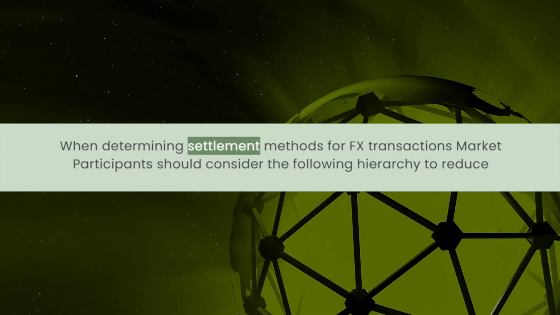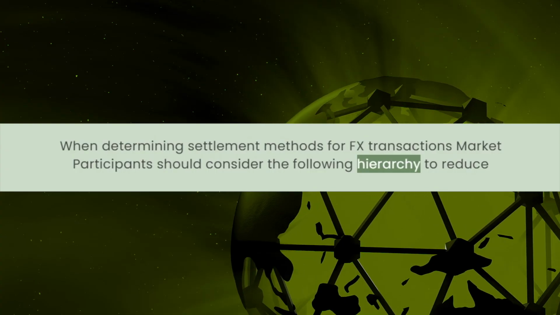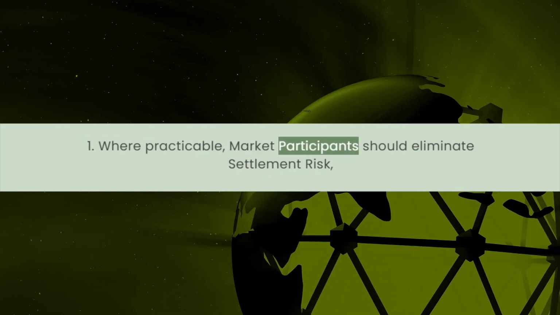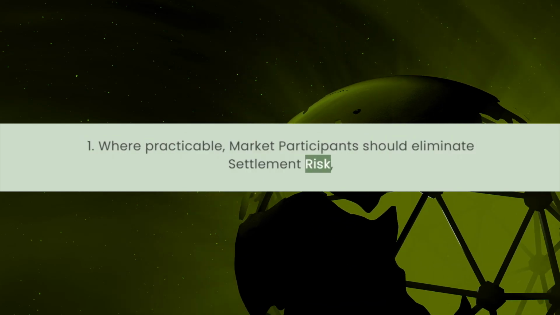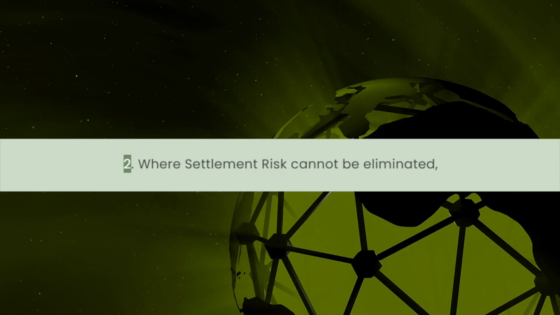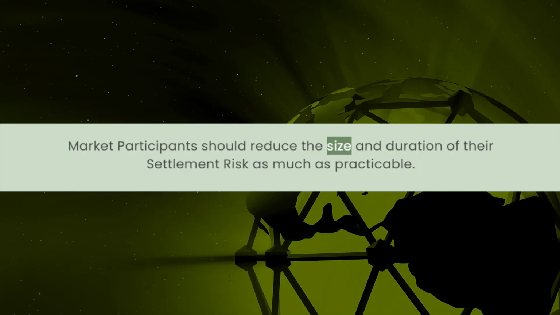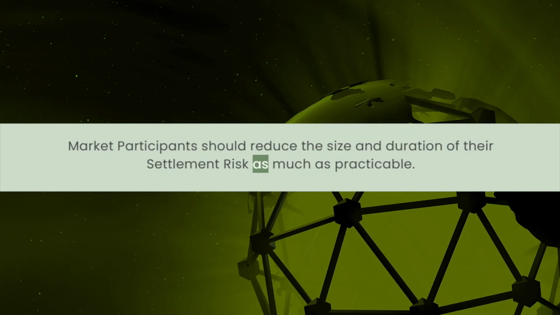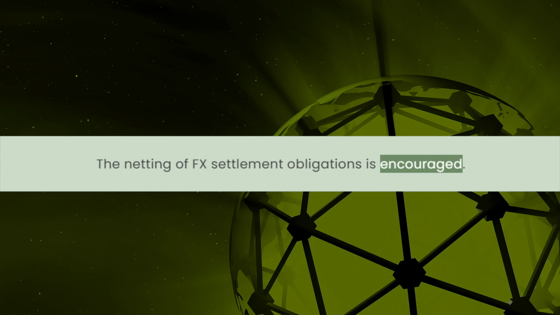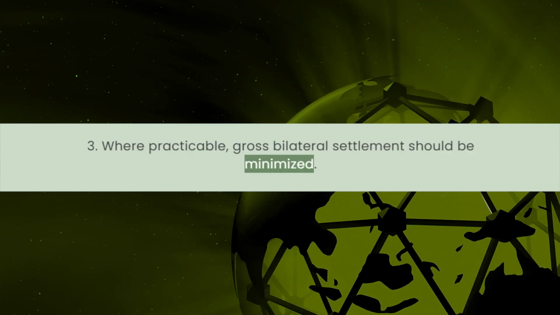When determining settlement methods for FX transactions, market participants should consider the following hierarchy to reduce settlement risk. 1. Where practicable, market participants should eliminate settlement risk, for example by using settlement services that provide PVP settlement. 2. Where settlement risk cannot be eliminated, market participants should reduce the size and duration of their settlement risk as much as practicable. The netting of FX settlement obligations is encouraged. 3. Where practicable, gross bilateral settlement should be minimized.